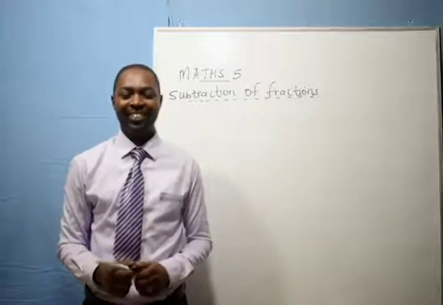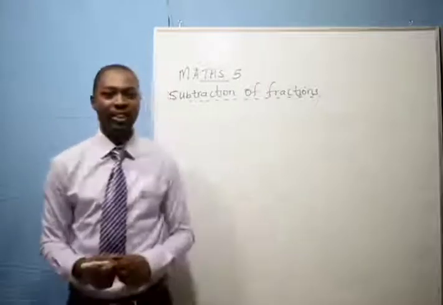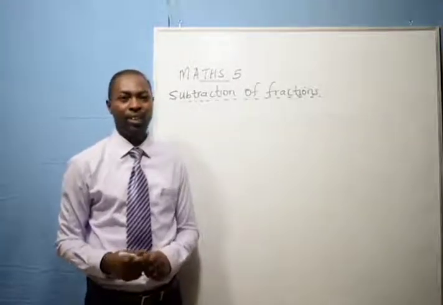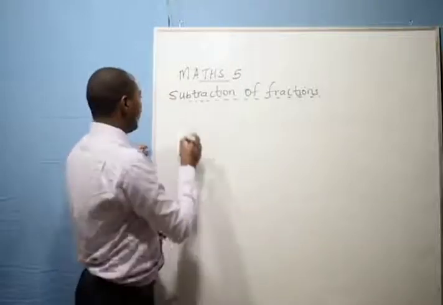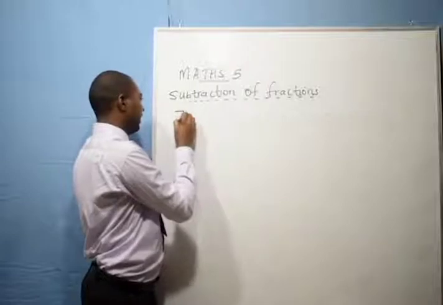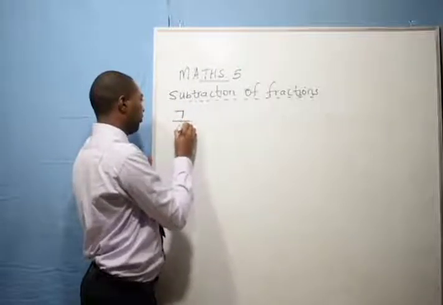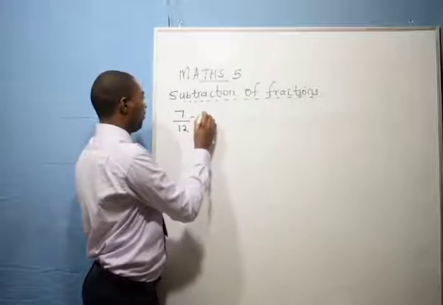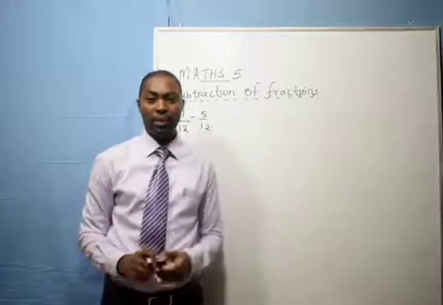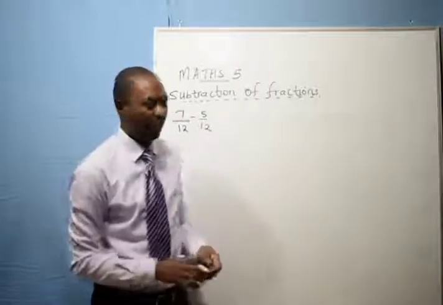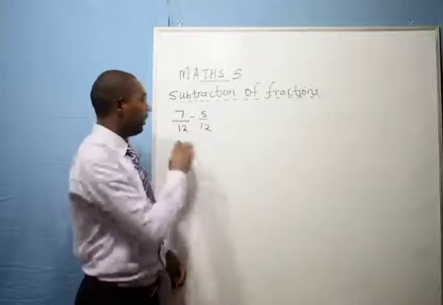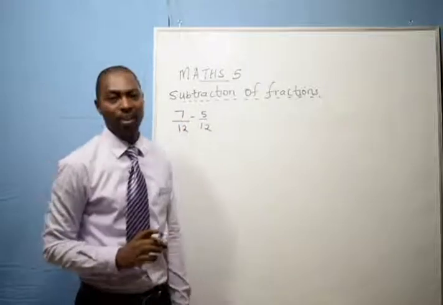I am Paul. I'm going to take you through a simple concept on the subtraction of fractions. While subtracting fractions, we learned in class 4 that 7 over 12 minus 5 over 12 was simple for us. Why? Because the denominator was the same. These numbers are known as the denominators. These ones are known as the numerators.